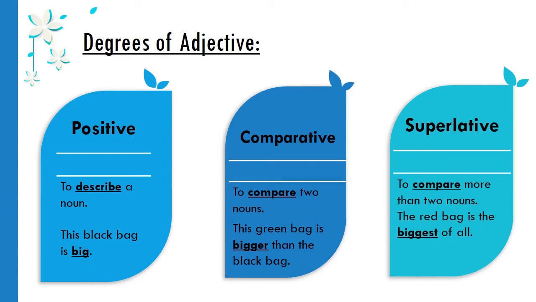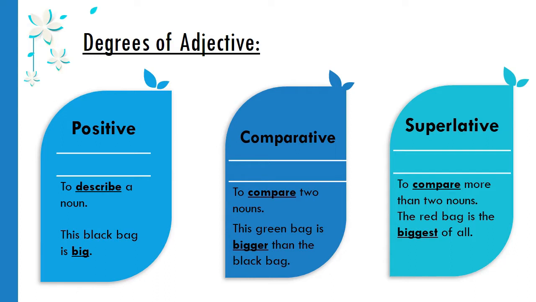Degrees of adjective. So there are three degrees of adjectives. First is positive, second is comparative, and third is superlative. The positive degree describes a noun. For example, this black bag is big. Here, the word big shows the positive degree of an adjective.